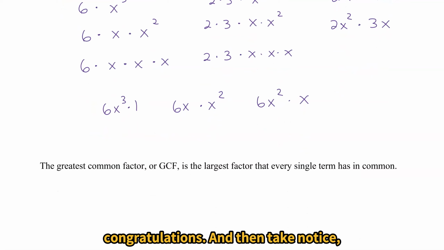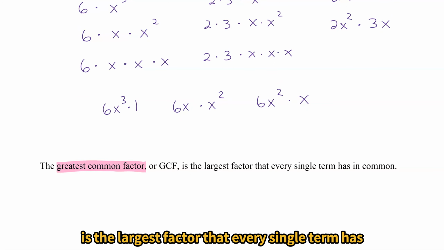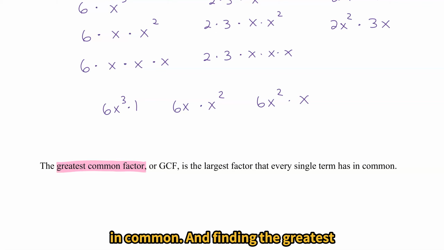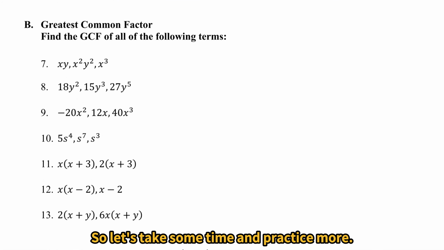And then take notice, the greatest common factor, or GCF, is the largest factor that every single term has in common. And finding the greatest common factor of all of the terms is actually the very first step in factoring polynomials. So let's take some time and practice more.